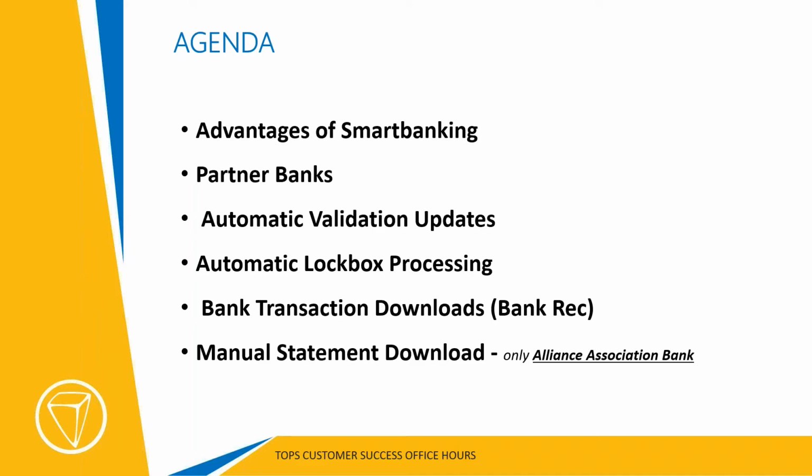Now, just because you use smart banking doesn't mean you use all these options, but you could. So you could just use the validation or just use the lockbox, or we're also going to talk about the bank transaction downloads, which is the bank rec. And then also, if you're using Alliance Association Bank, just with Alliance, you can have manual statement downloads. So if you're not banking with Alliance and you think you'd be interested in the manual statement downloads, talk to your Alliance rep about switching banks if you feel like that is something good for your business. All right.